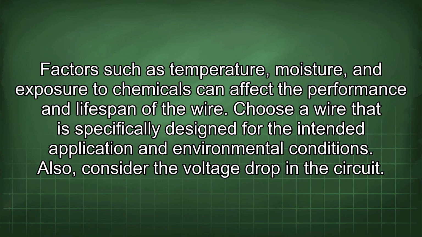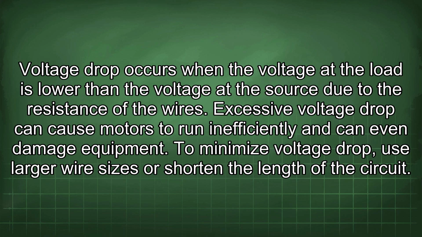Choose a wire that is specifically designed for the intended application and environmental conditions. Also, consider the voltage drop in the circuit. Voltage drop occurs when the voltage at the load is lower than the voltage at the source due to the resistance of the wires. Excessive voltage drop can cause motors to run inefficiently and can even damage equipment. To minimize voltage drop, use larger wire sizes or shorten the length of the circuit.